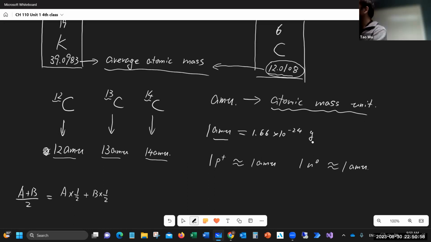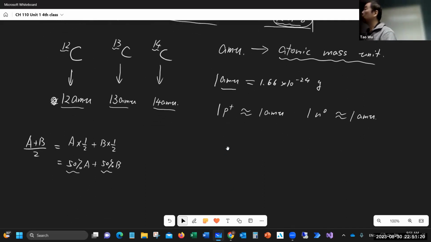Okay, so generally those values are the same thing. This is just 50% times A plus 50% times B. So the weight of A and B is the same, equally. That is why this is how we normally do the average. But with carbon, the elements are different, because the carbon-13 and carbon-12 are present in different weights, in different percentages.